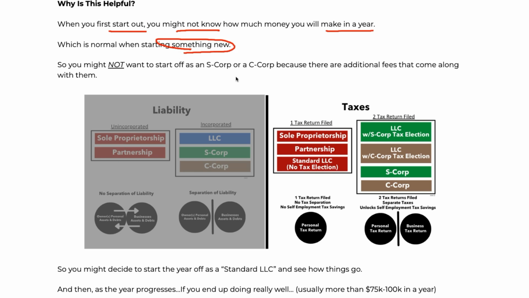So you might not want to start off as an S Corp or a C Corp off the bat. Why? Because with an S Corp or a C Corp, there are going to be additional fees that come along with them. And on top of that, if you don't make enough money, do you really want to have to file a whole separate business tax return? Then you have to pay an accountant to do your personal taxes, and then pay an accountant to do your business taxes as well. But if you're like, you know what, I didn't make that much money, because I was doing this on the side, I was still learning, all this kind of stuff. You're like, you know what, I had my standard LLC, and I never did this whole tax selection thing. So I only have one tax return, okay?